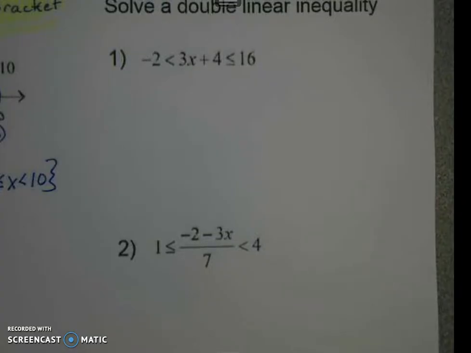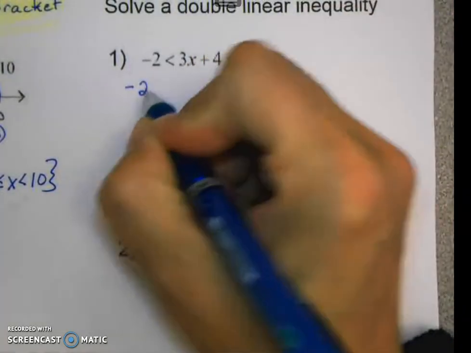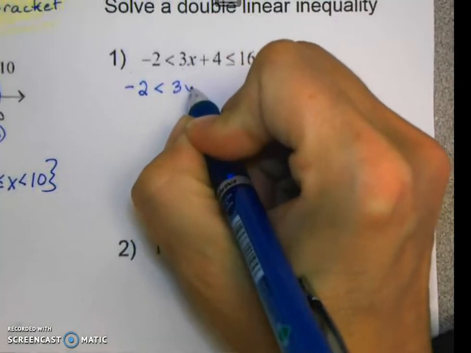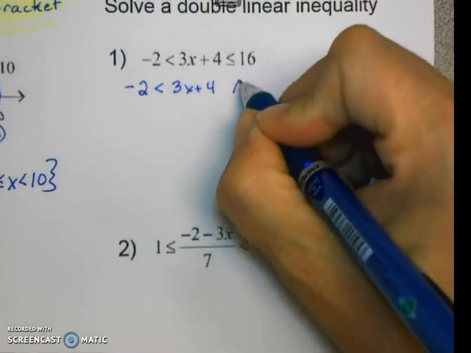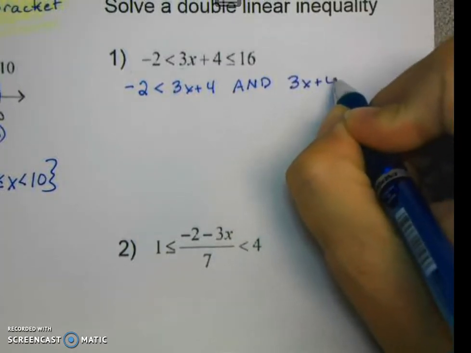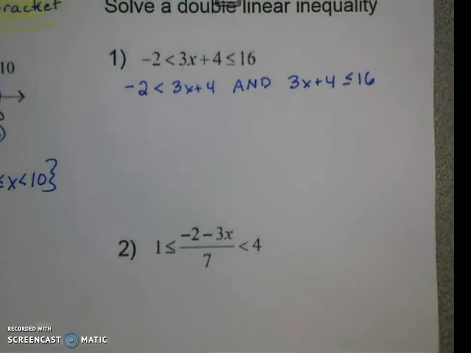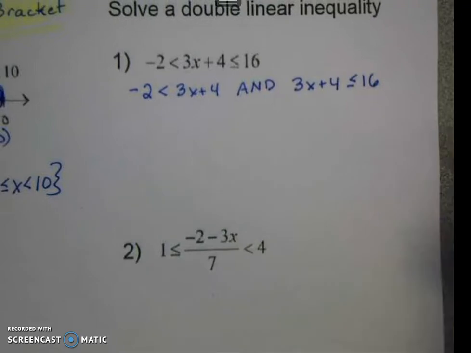This way is the long way. You're going to write -2 is less than 3x plus 4, and 3x plus 4 is less than or equal to 16. And you're going to solve both of those. So let's start with the one on the right because it looks all right.